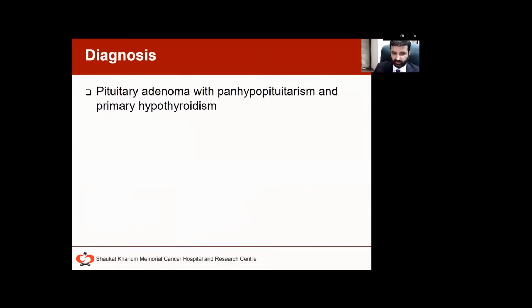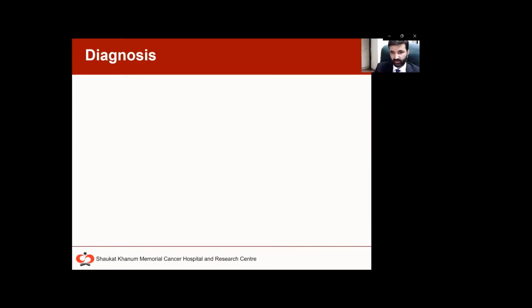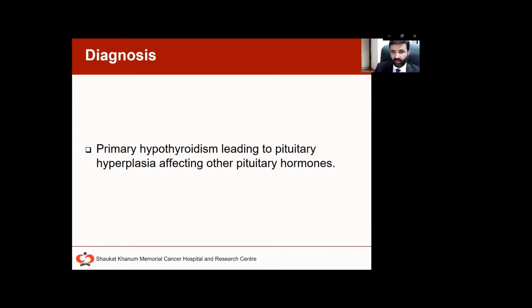So going back to the slide of the diagnosis, which is either pituitary adenoma with panhypopituitarism and primary hypothyroidism, I don't think that's the diagnosis, because adenoma would not regress in size with thyroxine, so that's not the diagnosis. This seems to be the most likely diagnosis, which is the pituitary hyperplasia due to primary hypothyroidism.